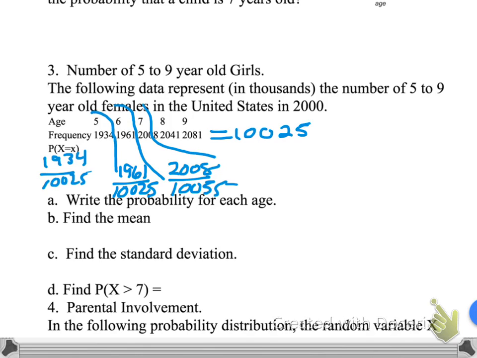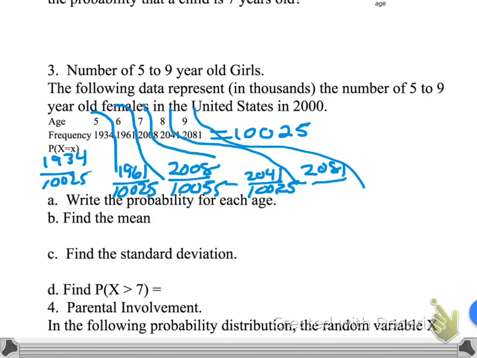Now let's go do 8. And 8 is going to be 2041 divided by 10025. And then 9 is going to be 2081 divided by 10025. Okay, I'm hoping that you think this is easy. You do not need to simplify. You do not need to go to decimals.